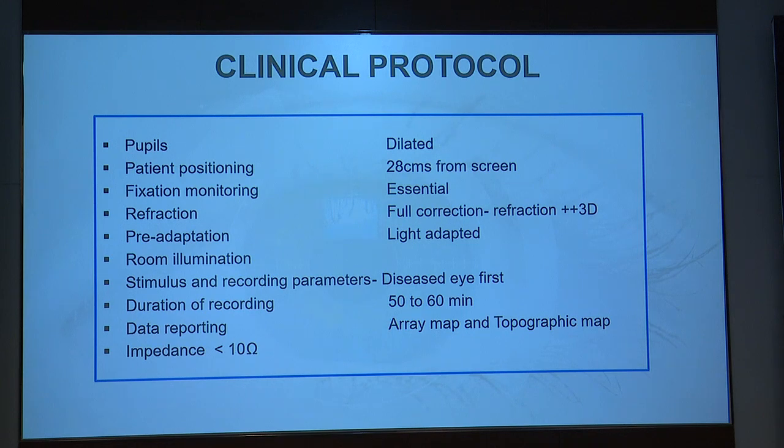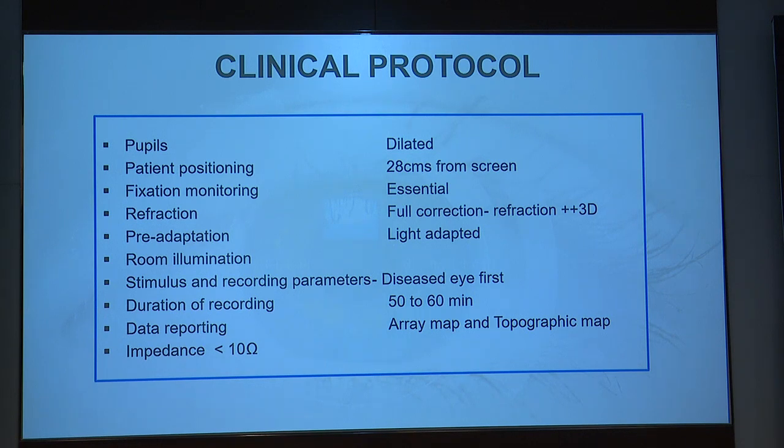For this multifocal ERG, the pupil has to be dilated. The patient positioning should be approximately 35 centimeters from the screen. The fixation point is very, very essential. You will see in your chart, which I have in the handouts, that in certain cases you have to dilate the pupil. In certain cases you have to correct the refractive error also. So refractive error has to be fully corrected. The patient should be pre-light adapted. And for the stimulus recording, if you suspect some disease, the diseased eye has to be examined first.